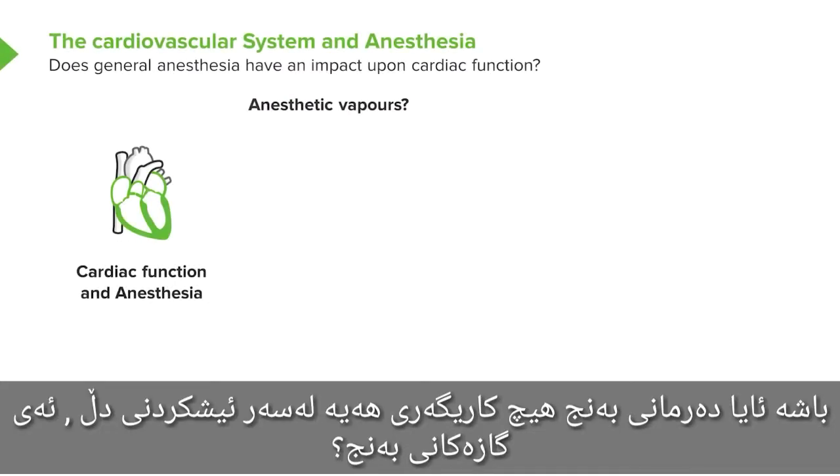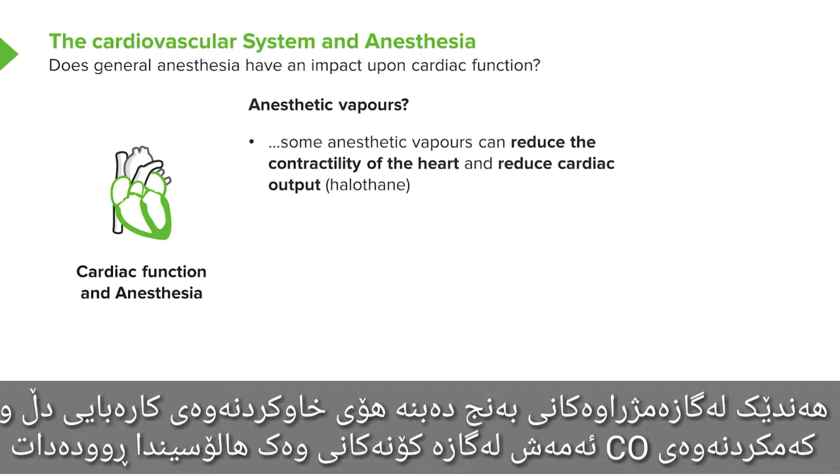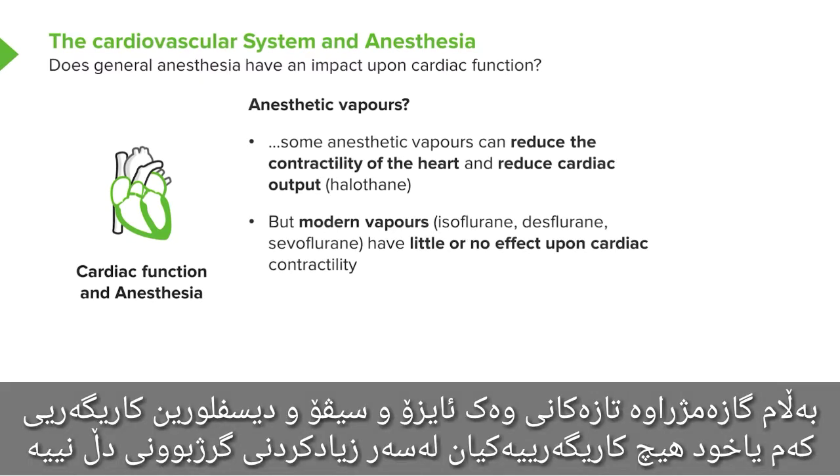So how about the cardiovascular system? Does general anesthesia have an impact upon cardiac function? How about the anesthetic vapors? Some anesthetic vapors can reduce the contractility of the heart and reduce cardiac output. These tended to be the older vapors such as halothane, but modern vapors such as isoflurane, desflurane, and sevoflurane have little or no effect upon cardiac contractility.